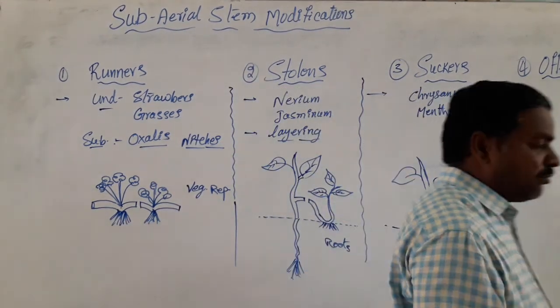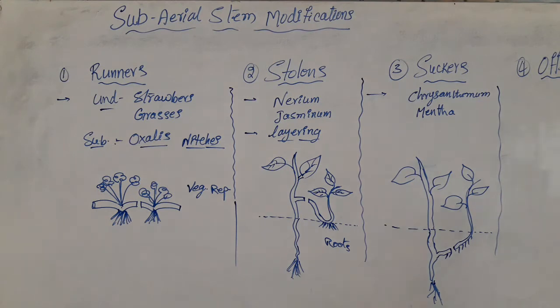Now coming to the other modification, this is offsets. Offsets are generally present in free floating hydrophytes. What type of plants are considered as free floating hydrophytes? The best examples are Pistia and Eichhornia. This Eichhornia is also called water hyacinth, terror of Bengal.